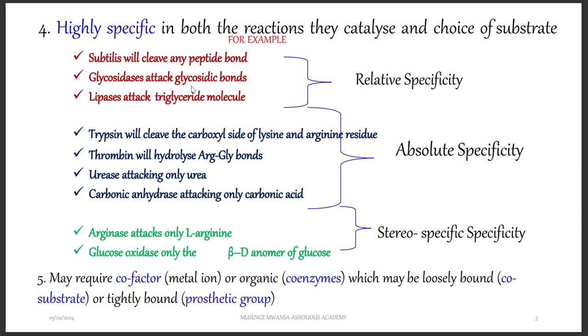Examples of some enzyme specificity, you have got subtilisin. Subtilisin will be able to break any peptide bond. If you just hear the name subtilisin, think of proteins. These will be able to work on proteins. Now you know that proteins are made up of amino acids. For you to break a bond in proteins, an amino acid is connected to another amino acid by a peptide bond. So the enzyme that can break that bond, apart from peptidases, you also have subtilisin.